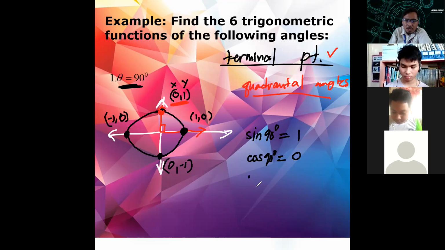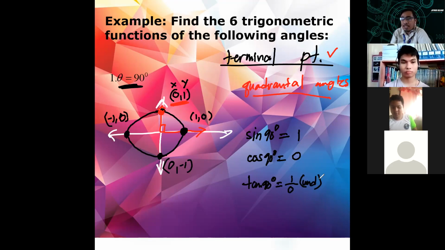And for your tangent, tangent of 90 degrees, it must be your y over x. Your y is 1 and your x is 0. And we all know, if your denominator is 0, that is undefined, right? Even if you press it in your calculator, you get a syntax error or error, because tangent of 90 degrees is undefined.